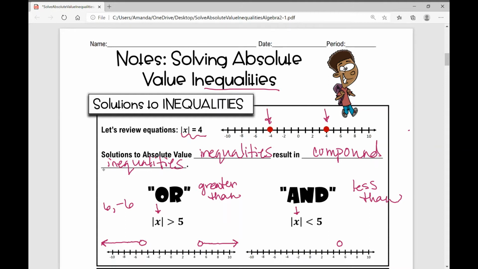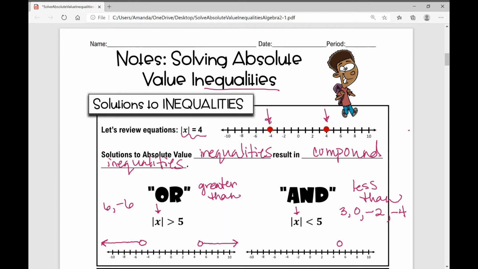What about 3? What's the absolute value of 3? It's 3. 3 is less than 5. That works. What about 0? 0 also works. The absolute value of 0 is 0, so that's less than 5. What about negative 2? Negative 2 would work. The absolute value of negative 2 is positive 2, and positive 2 is less than 5. What about negative 4? That would work. The absolute value of negative 4 is 4, and 4 is less than 5.